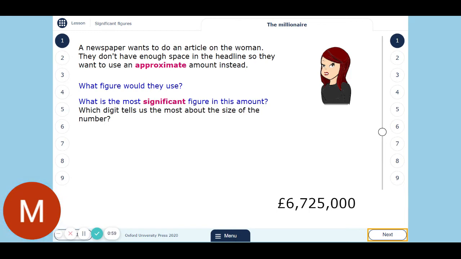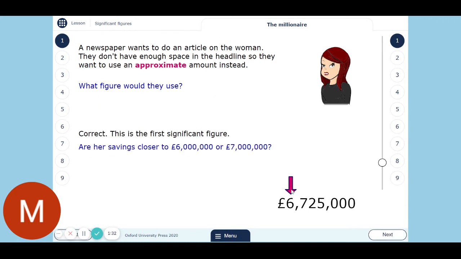What's the most significant figure in this amount of money? What's the most important one? Is it how many thousands of pounds she's got? How many tens of thousands? How many hundreds of thousands? Or is it how many millions? Which one gives us the best idea of how big the number is? Hopefully you can understand that the millions is the most important. The biggest amount she's got is the most important. It's the biggest contributor to how much she's got. These millions are much bigger than all the thousands she's got.